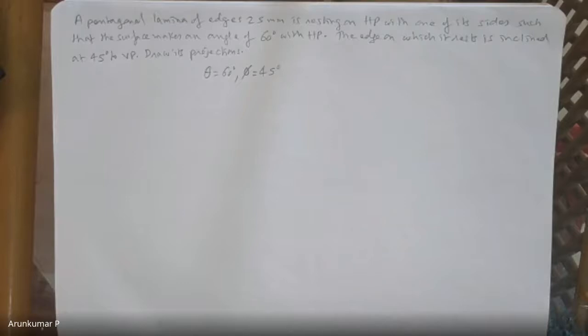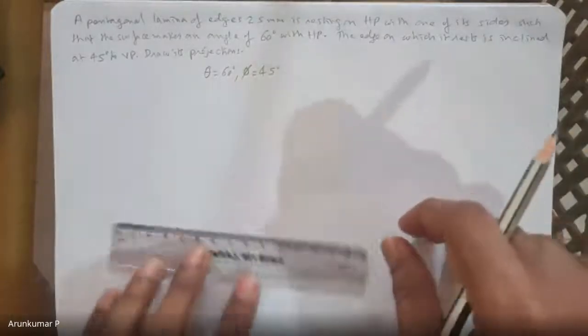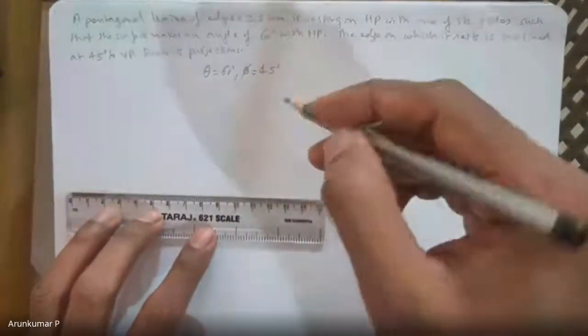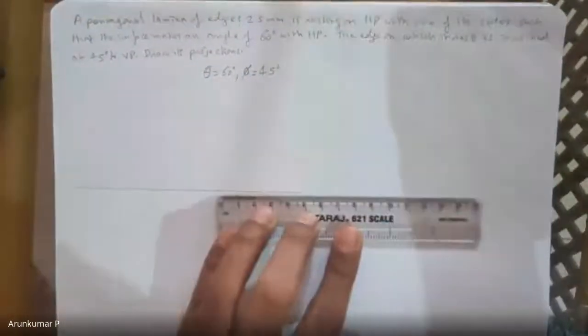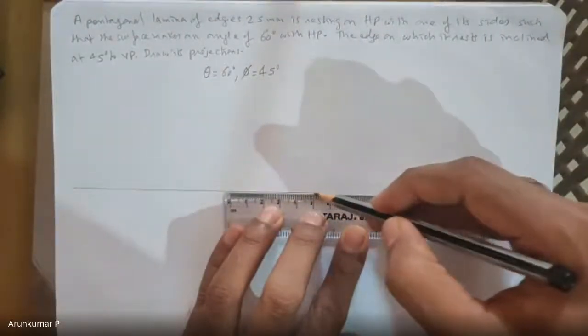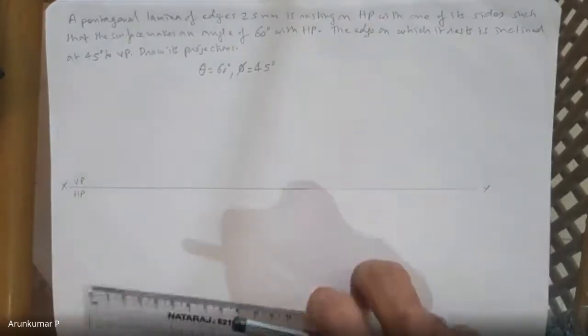So anyway, we'll start with our regular 3 steps. First and foremost, the XY line, and you need a lot of space, so extend the line as far as possible. VP, HP. So we need to draw a pentagon which is resting on HP on an edge. So that is the condition.